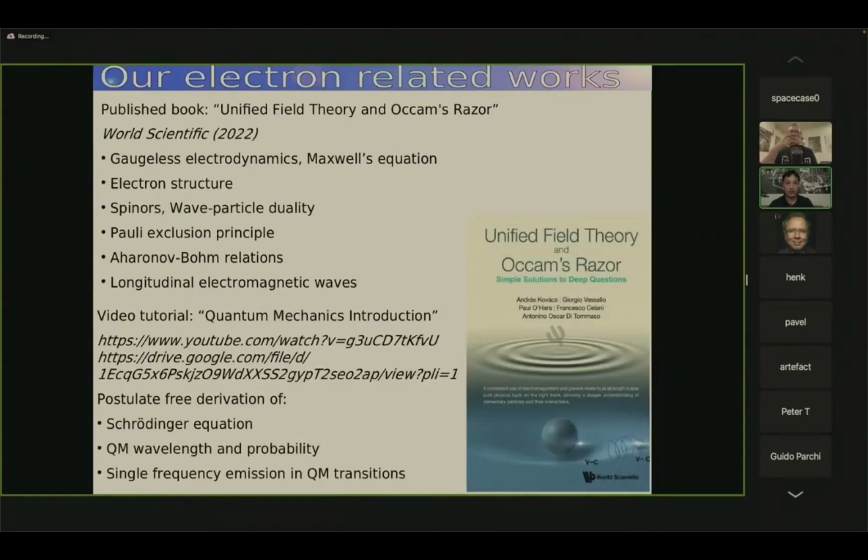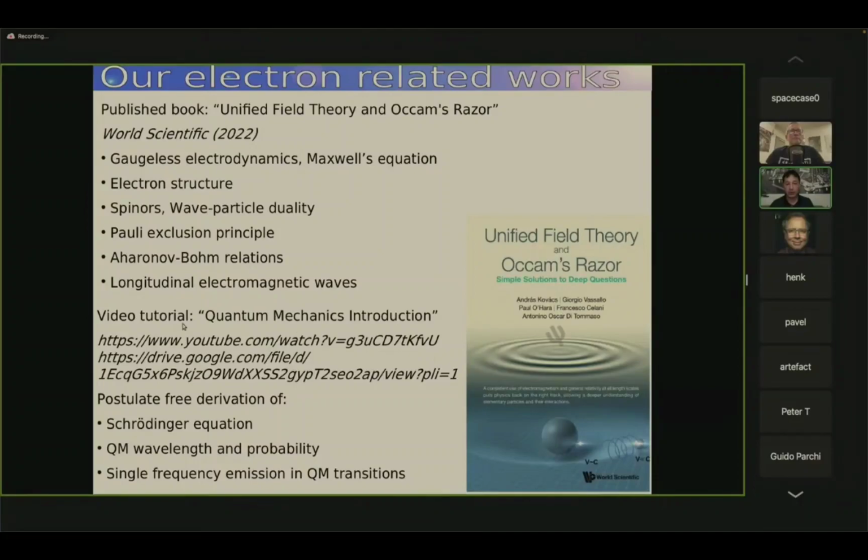Now I just list here some related works. If somebody is interested to learn more about our electron model, we have this book published with World Scientific called Unified Field Theory and Occam's Razor. You can see its cover. Basically it goes into more detail on all of these topics I described up to now. In addition, we give an understandable explanation of spinors, which as a university student I could never understand, but now you can. Also the Pauli exclusion principle, Aharonov-Bohm relations, and longitudinal waves.